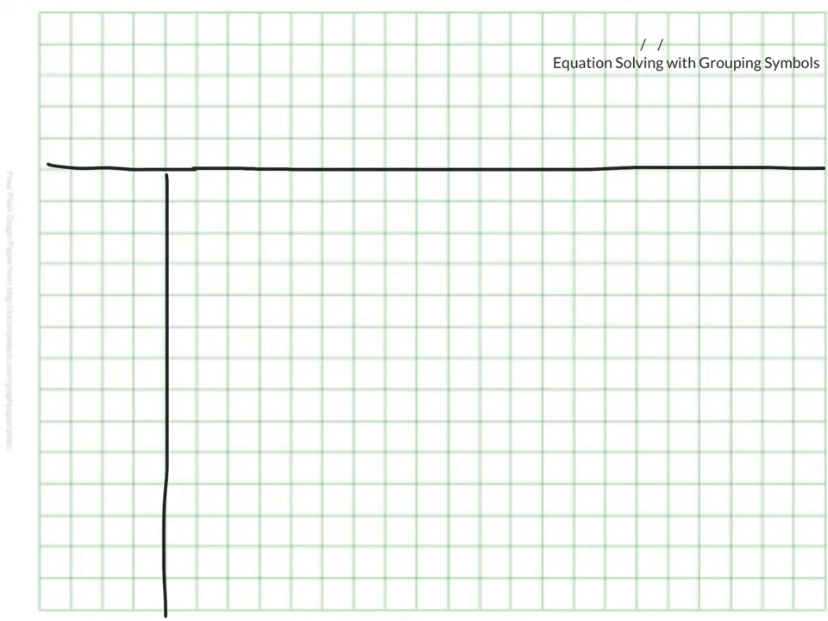This video is going to cover the topic of equation solving with grouping symbols. Be sure the date and topic are at the top of your page. Your essential question for the video is, how do we solve algebraic equations when they include grouping symbols?